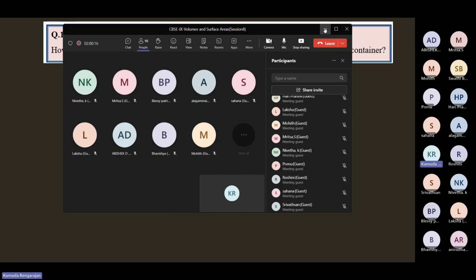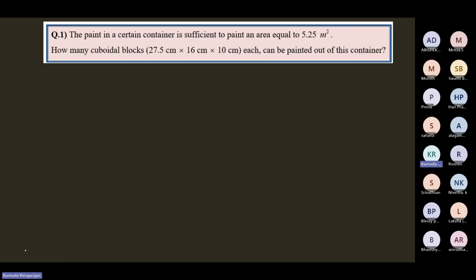All right, children. So now let's discuss the answers. See the first one. The paint in a certain container is sufficient to paint an area equal to 5.25 meters square. The volume of paint is not given to you, but whatever the volume of paint in the container, it is sufficient to paint an area equal to 5.25 meters square. 5.25 meters square is not the volume of the paint. It's the area which can be painted using that volume of paint.